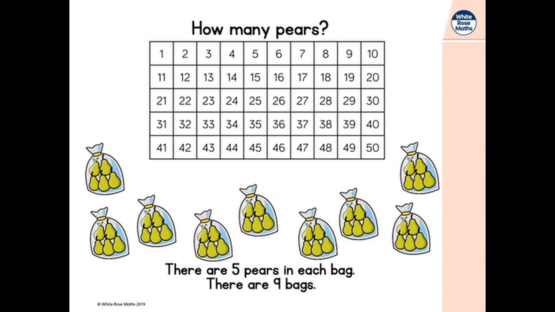That's right, there are 9 bags. So off we go. Let's count by fives. Ready? 5, 10, 15, 20, 25, 30, 35, 40, 45. There are 45 pears here. And I'm glad we didn't count them by ones, but that we counted them by fives.